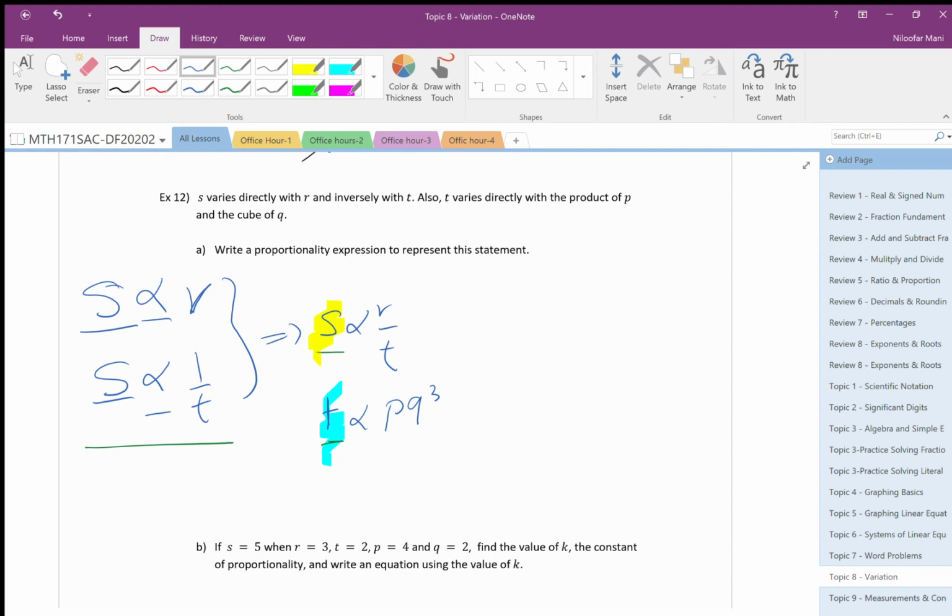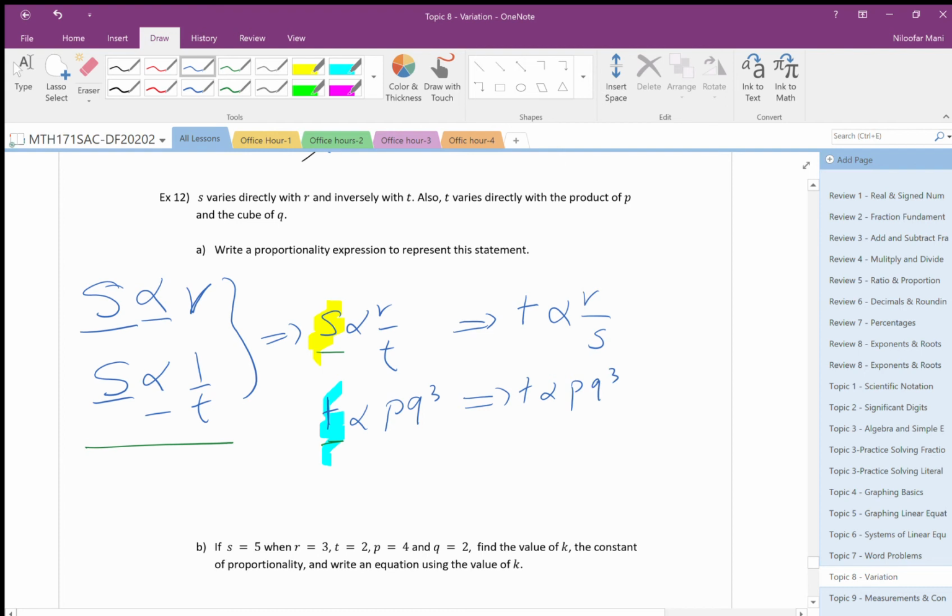Okay, so S is proportional to R over T. I can say T is proportional to R over S. Yes. Also T is proportional to PQ³. Okay, so can you follow this?